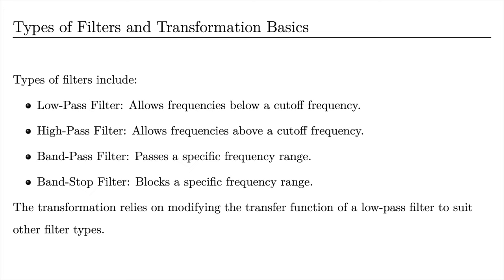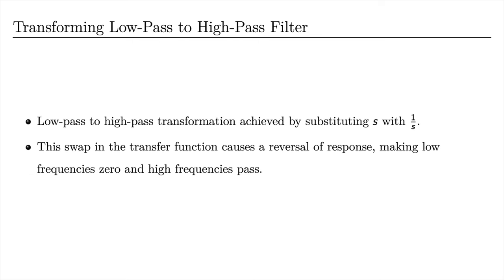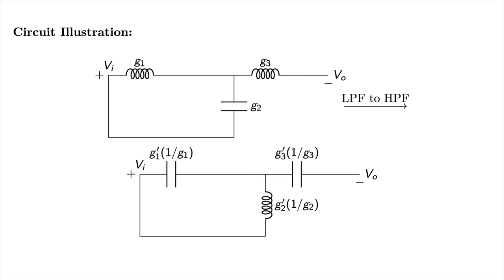To transform these types, we modify the transfer function of a low-pass filter to suit other types. To create a high-pass filter from a low-pass filter, we substitute S with 1/S in the transfer function. This change reverses the response, setting low frequencies to 0 and allowing high frequencies to pass. This illustration shows a low-pass filter with inductors and a capacitor, transformed into a high-pass filter where inductors are replaced by capacitors and vice versa.